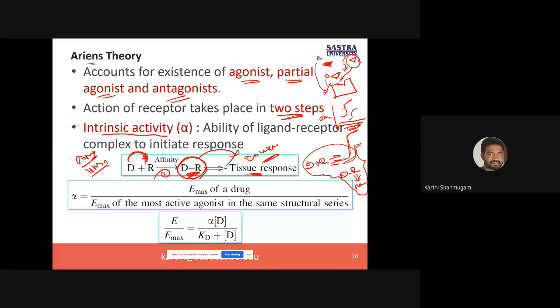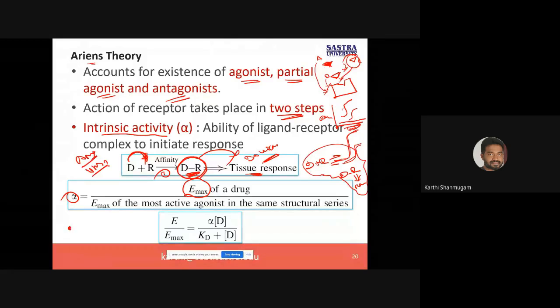So how to calculate this alpha? This is a very new term that is introduced by Ariens compared to the Clark theory. Alpha is equal to Emax of the drug molecule divided by Emax of the most active agonist in the same structural series. So what is Emax? What is Emax? Maximum response.